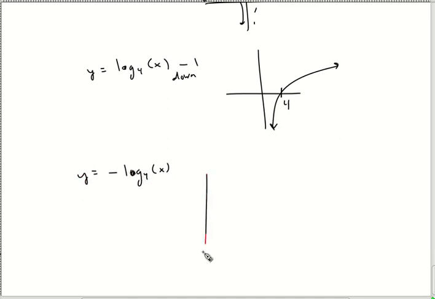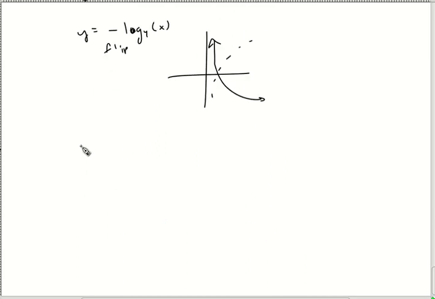Good enough. Okay, and so what's going on here? Negative here is going to flip it upside down. So my original looks like this. Now the new one looks like that. Cool. Last one, and this is the most complicated one, 1 minus log base 4 of x.